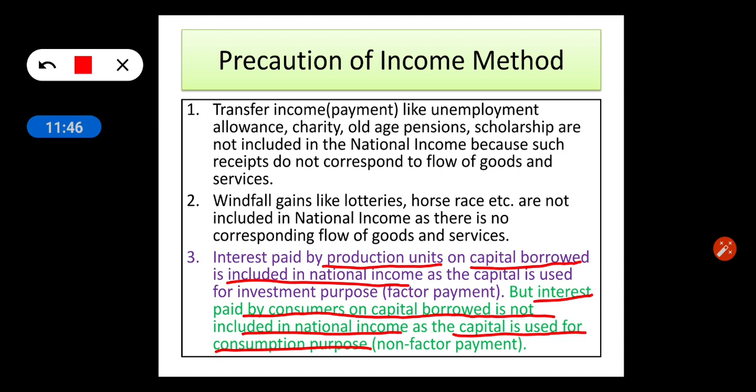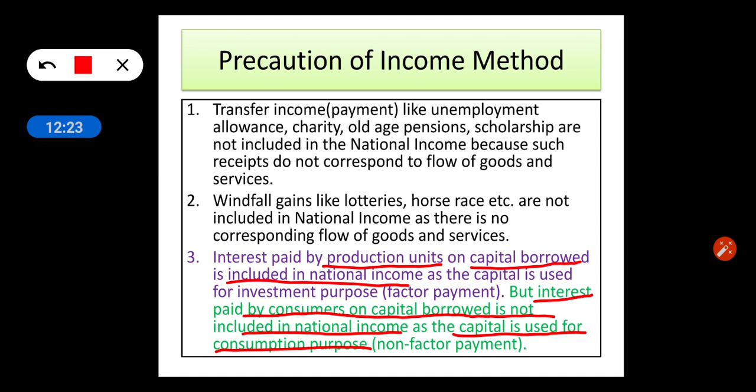If a consumer takes a loan, for example a housing loan or a car loan, the amount borrowed is not used for investment. The amount borrowed is used for purchasing a car or for building your house. So it is for consumption purpose and not for investment purpose. So the interest paid on such loans is not included in the estimation of national income.